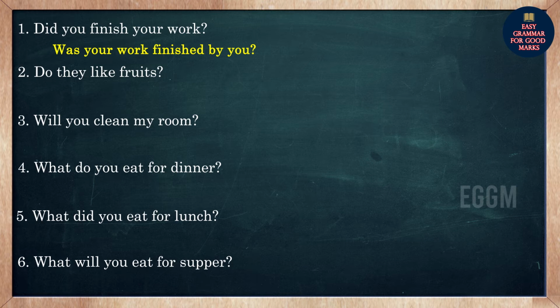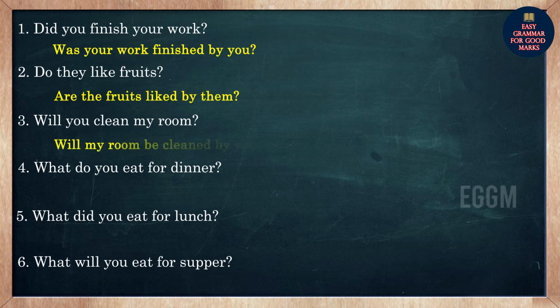Second one, do they like fruits? Now since do has come, you should immediately think about using is or are. And see the object fruits, it is plural, isn't it? So, are the fruits liked by them? I hope you have understood this. Next, will you clean my room? This is in future tense. So, will my room be cleaned by you?